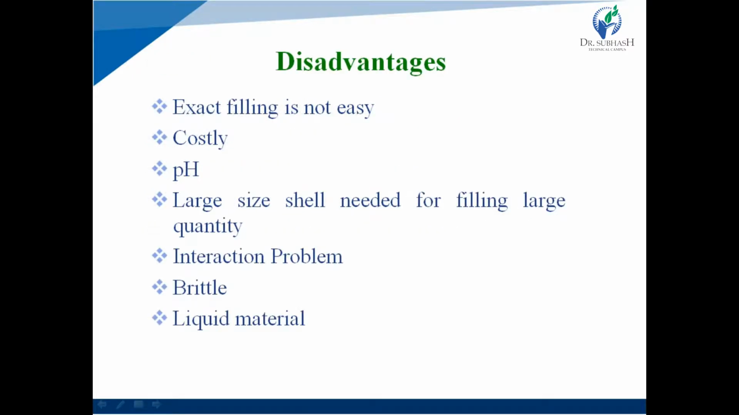Disadvantages of capsule. First one is exact filling is not easy. That means exact filling of capsule is not easy. Next point is the manufacturing process is costly. Next one is pH of content of soft gelatin capsules, which requires strict monitoring. Next one is a large size shell or more than one capsule shell may be needed for filling a large quantity of single dose.